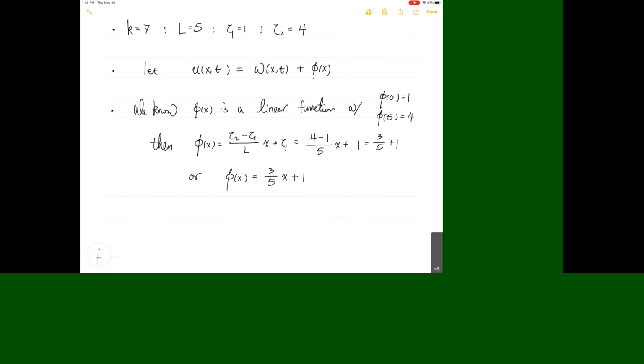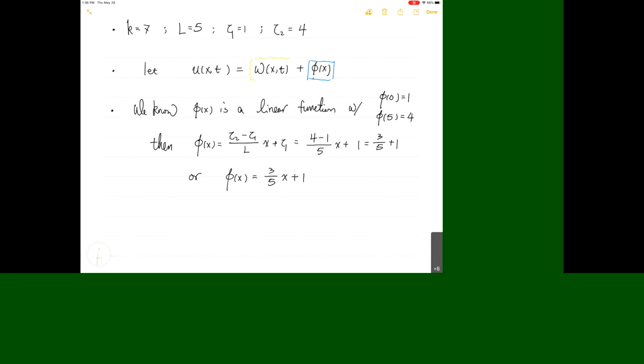So you can check, right? When x equals 0, phi equals 1. When x equals 5, 3/5 times 5 equals 3, and then plus 1 equals 4. So this is the phi. We have already calculated the phi. So now we're going to go ahead and calculate w.